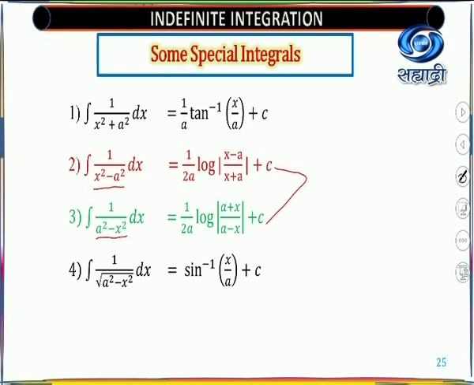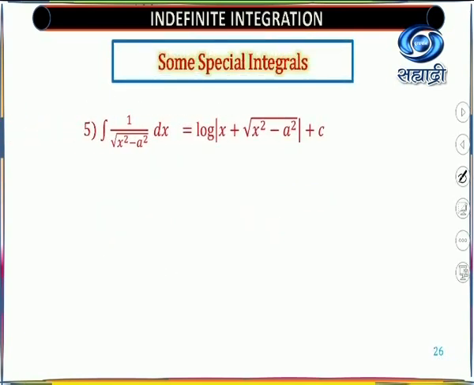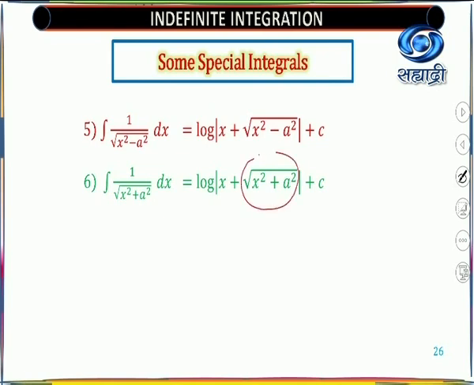The third one is again in terms of trigonometry, that is integral 1 upon root of a square minus x square dx equal to sine inverse x by a plus constant of integration. Now look at the fifth one: integral 1 upon root of x square minus a square dx gives log of mod x plus root of x square minus a square plus constant of integration. In the same way you get the integral 1 upon root of x square plus a square dx as log of x plus the given function plus constant of integration.